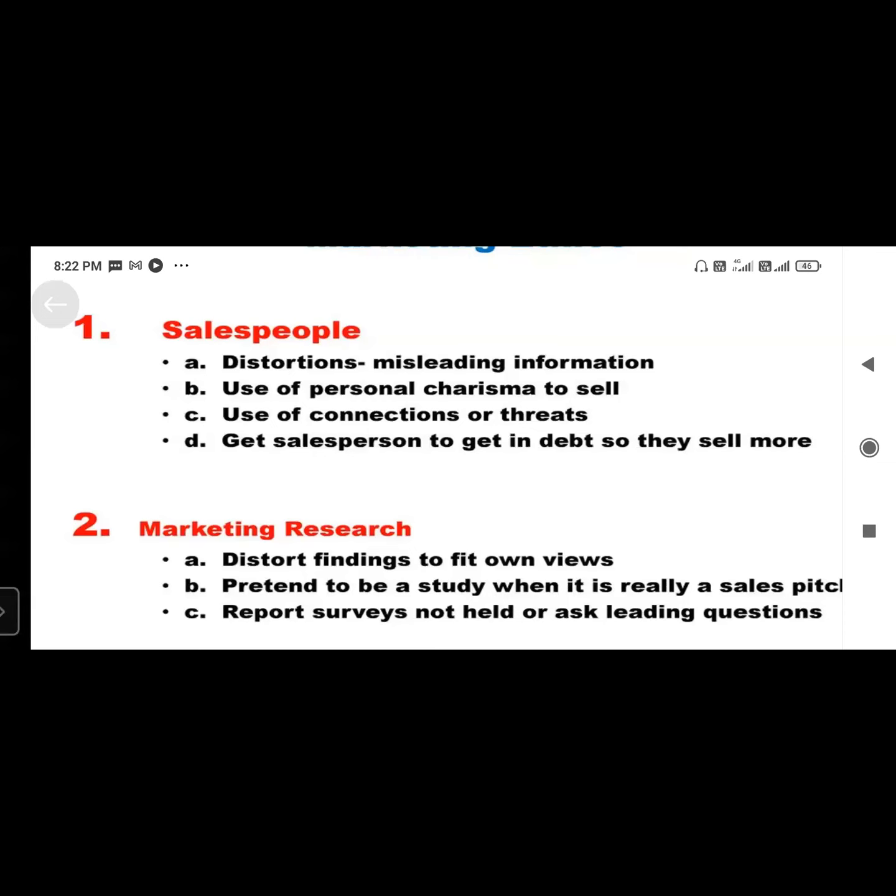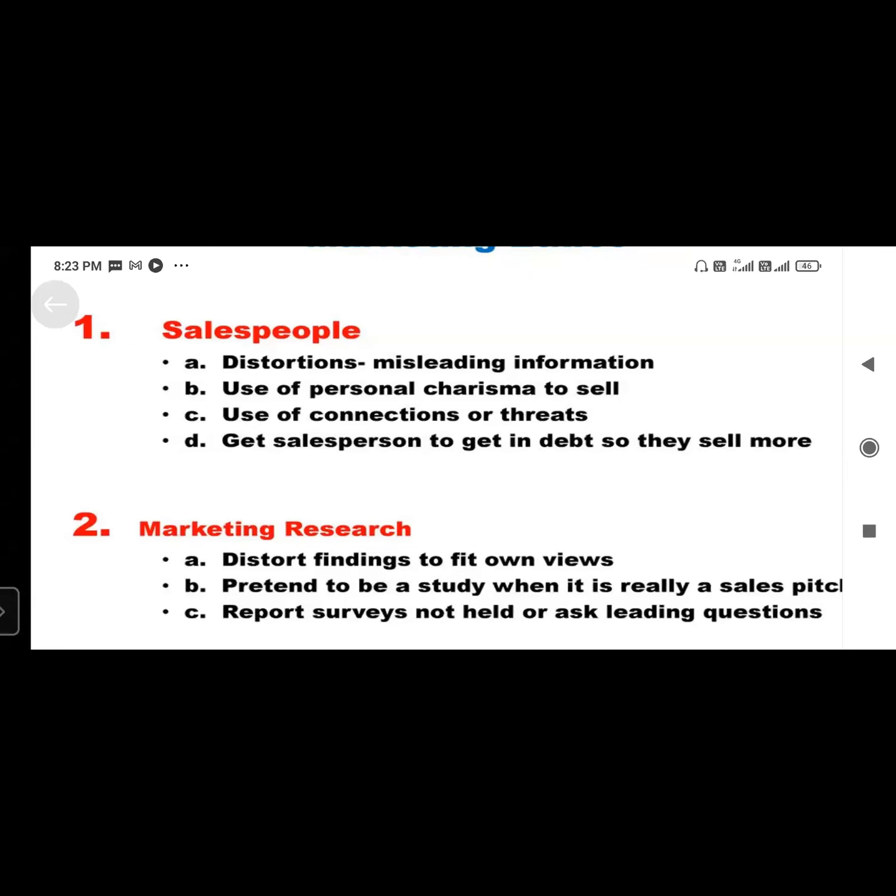And if the company is making some false claim, misleading information for the sake of profit only, then we can say that the company is into unethical practices. Next one, use of personal charisma to sell.